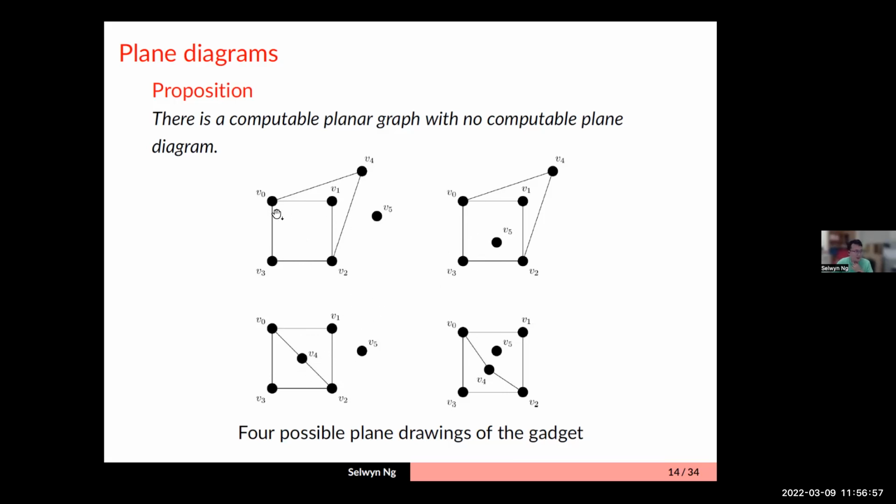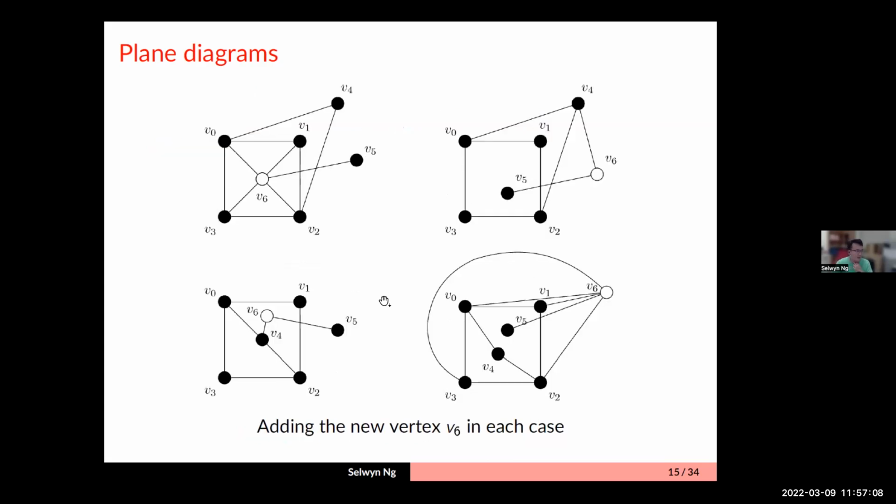But of course, since the diagram is computable, you watch which one shows up, and then you do the usual thing where you make it impossible for it to extend the diagram. So for example, if it gives us the top left configuration, then what we do is add the sixth vertex on the inside and connect V6 to the four vertices here, as well as connect it to V5. Now remember, all we need to do is build a computable graph.